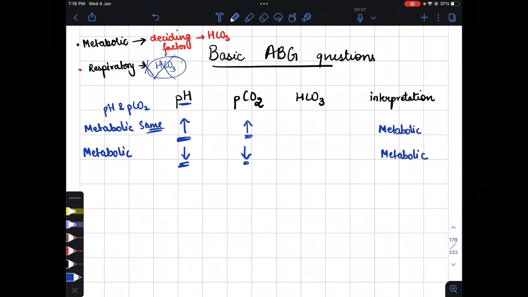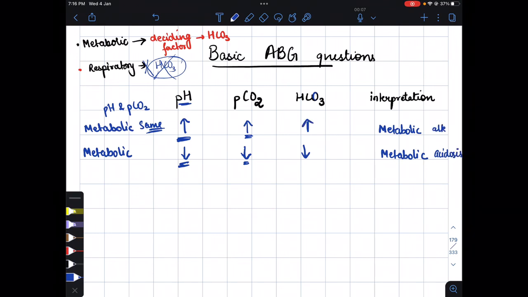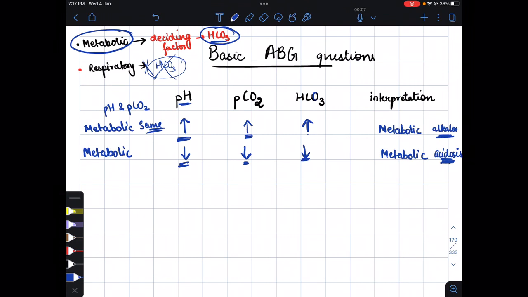For acidosis or alkalosis, we have to check the bicarbonate level. If bicarbonate level decreases, then it is a case of acidosis. And if it increases, then it is a case of alkalosis. As I already told you at the start of the video, for the metabolic cases we have to check the bicarbonate level. If bicarbonate level increases, then it is alkalosis. If it decreases, then it is acidosis. The deciding factor is bicarbonate in the case of metabolic.